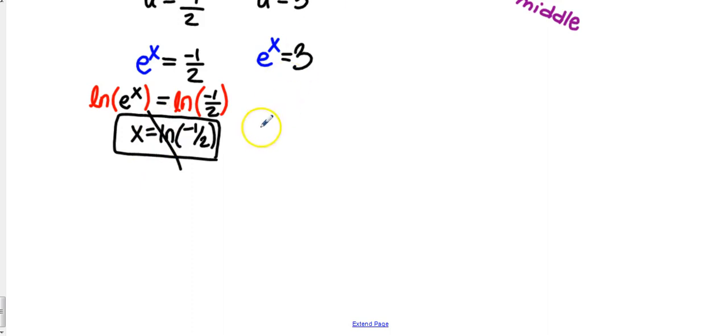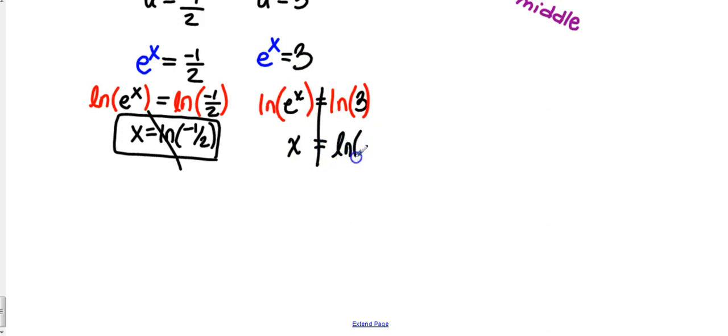Let's see what happens when we do this side. Natural log of e to the x equals natural log of 3. Natural log of e cancels, leaving x behind. Natural log of 3 is a value that does exist, and you can either say x equals natural log of 3 or give me the decimal. I'd be fine with either. So we do have a solution. This is the real solution that does exist.